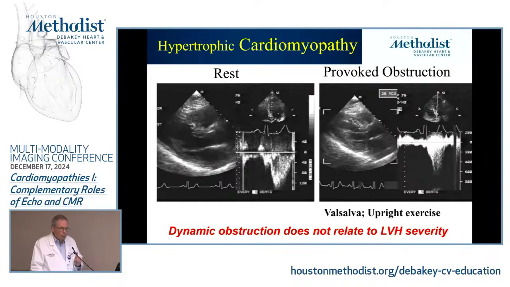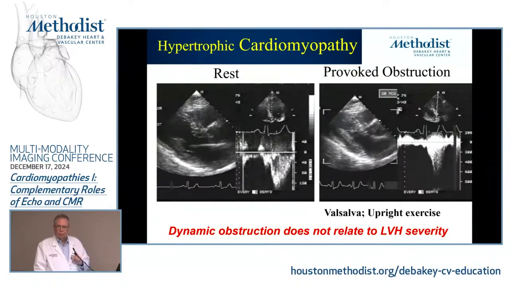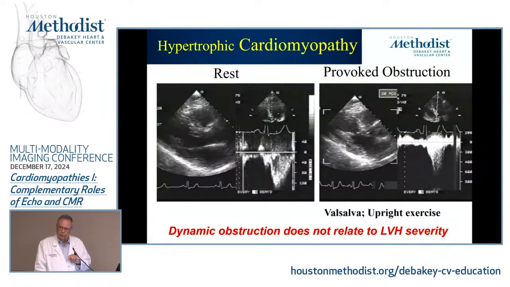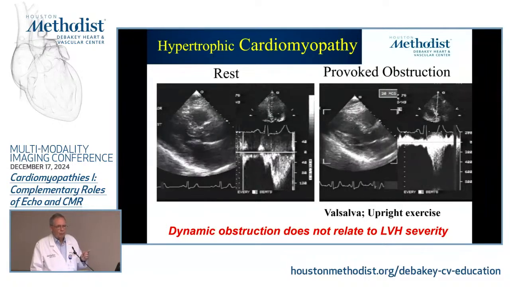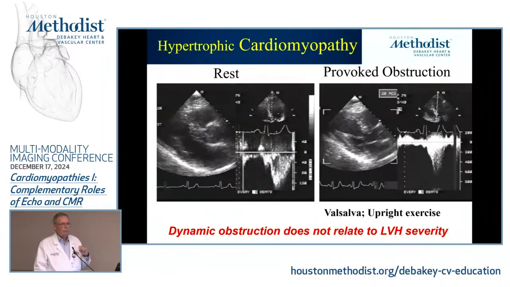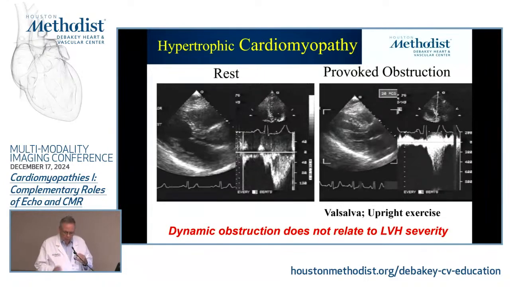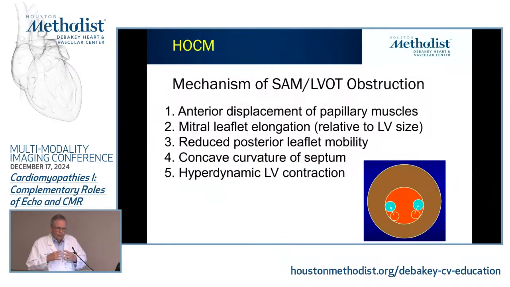The important thing to remember is that the presence and severity of the dynamic obstruction has nothing to do with the LVH. You may have somebody that has just a tiny little bit of asymmetric septal hypertrophy, maybe a septum of 1.3 cm, and a lot of SAM. You may have others that have severe LVH and they have absolutely no obstruction. So there is no relation to the hypertrophy.